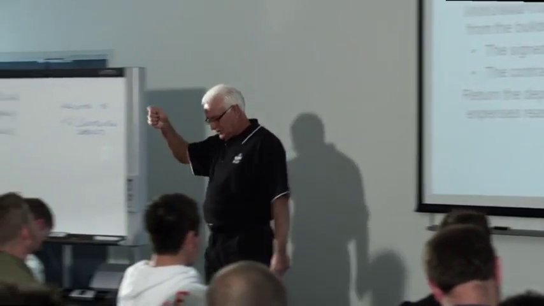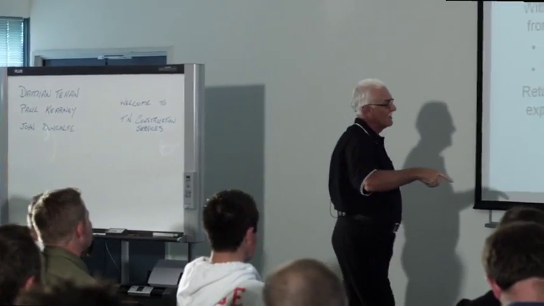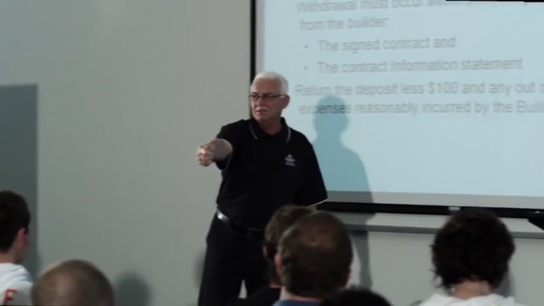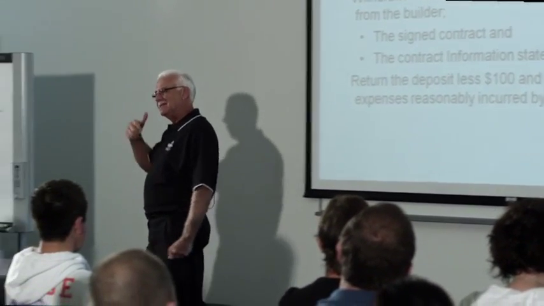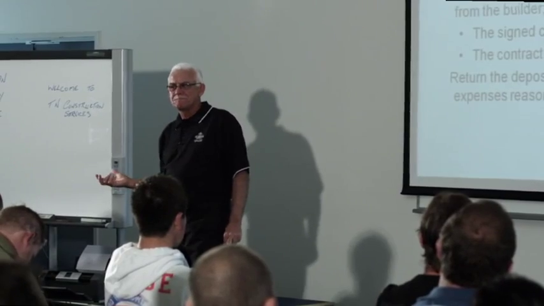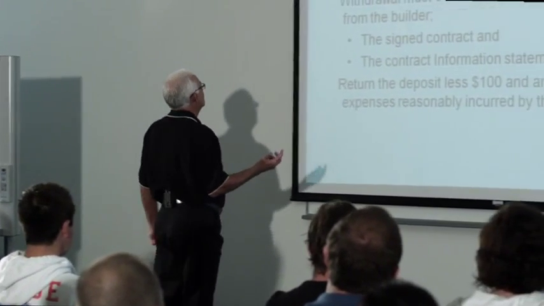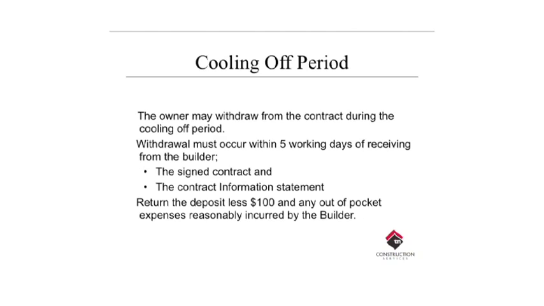After you've done that, you've given them that contract information statement, you've given them the contract, they then have a period of time that they can get out of the contract. It's called a cooling off period. At the moment, a client can withdraw, but it must be within 5 working days of receiving from the builder a signed contract and a contract information statement.